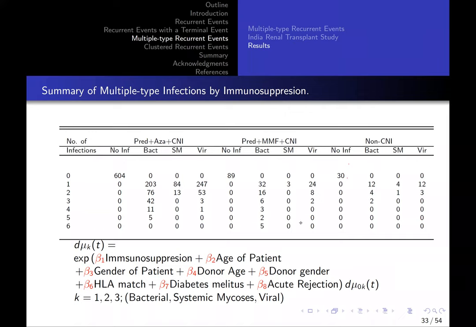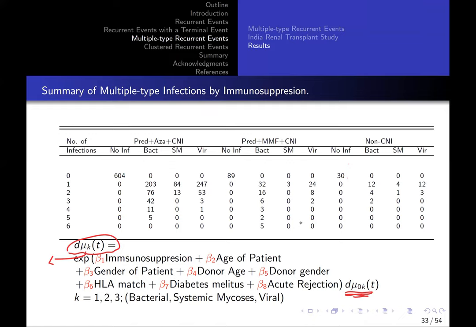What Cai and Schaubel did is they used a marginal mean and rate model, but now incorporating a subscript for each type of infection, simultaneously assessing them in a joint model. So for the rate function, you can think of it like a stratified model. Each type of event you are modeling will have its own rate. That is an extension of the proportional rate model.